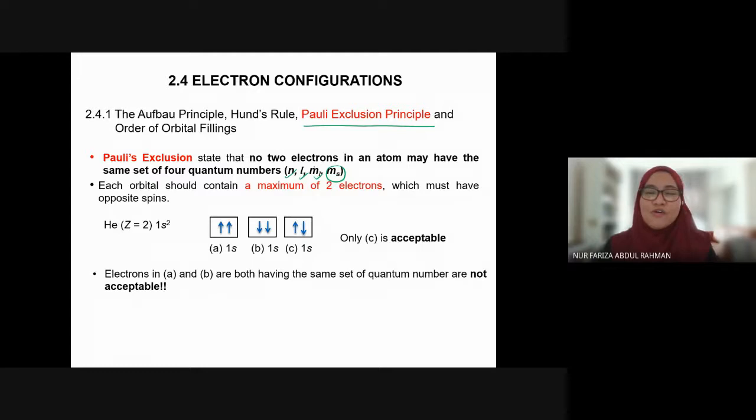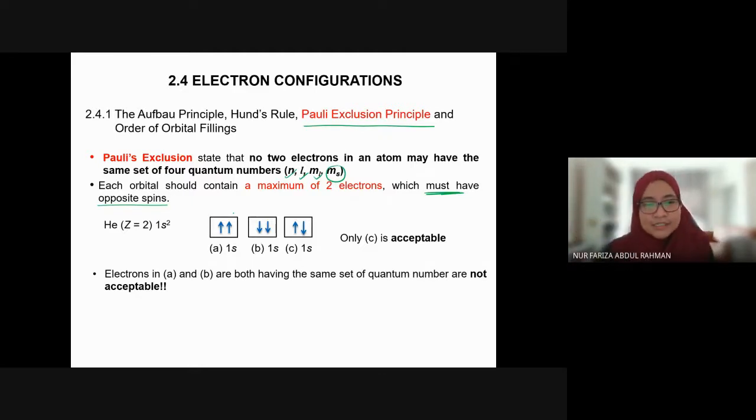So there are no two electrons having exactly the same quantum numbers, from n until ms. Impossible. So each orbital should contain a maximum of 2 electrons. The maximum number of electrons in an orbital should be 2, which must have opposite spin. That's why they cannot be the same, because one should have positive half, the other one should have negative half.